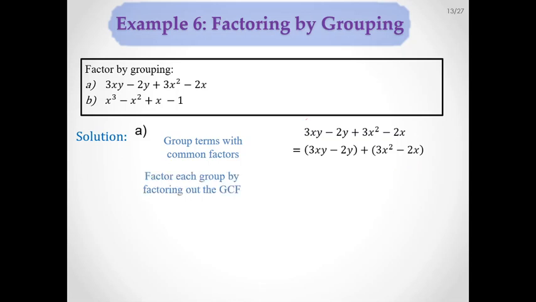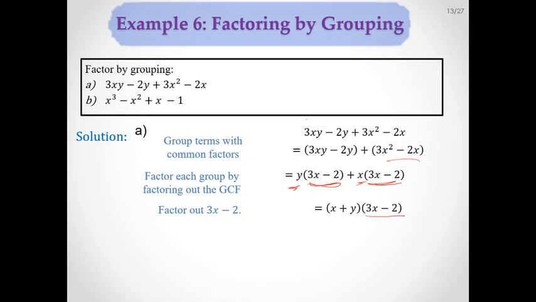We do the groups and we try to find the greatest common factor for each. When you look at here, y is a common term here and x is a common term for these. And do we end up with some common factor here? Yes, 3x minus 2 is a common factor. So you can write it as a common factor here and write the rest here in parentheses. So let's look at B here. The greatest common factor for sure is 1 here. So there's no common thing here except 1.